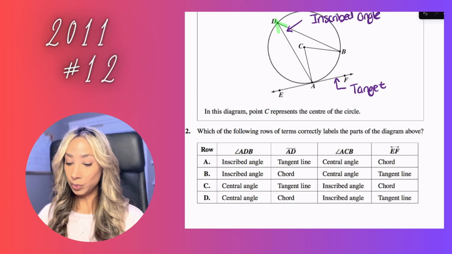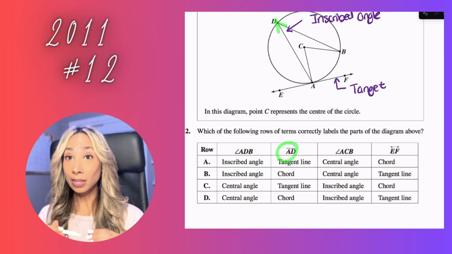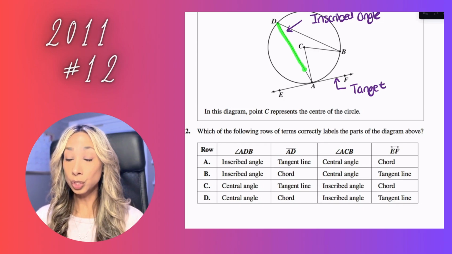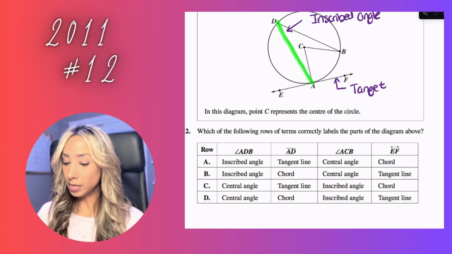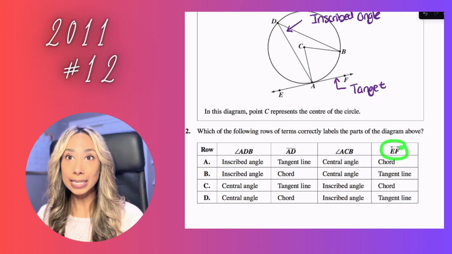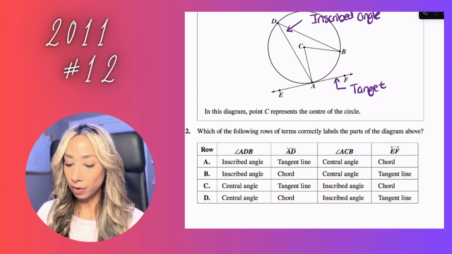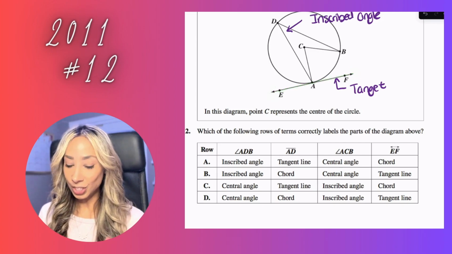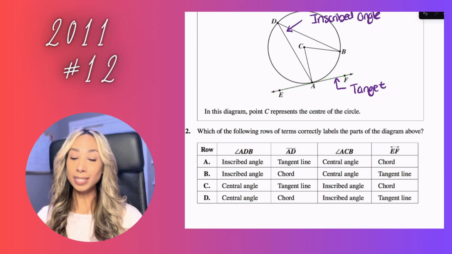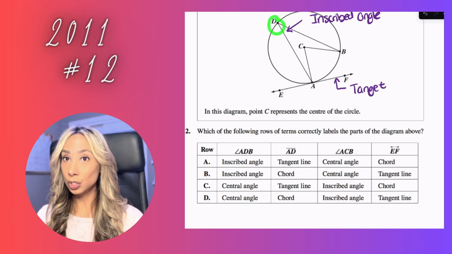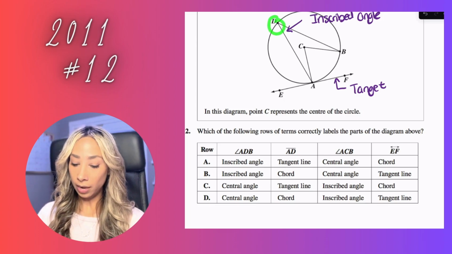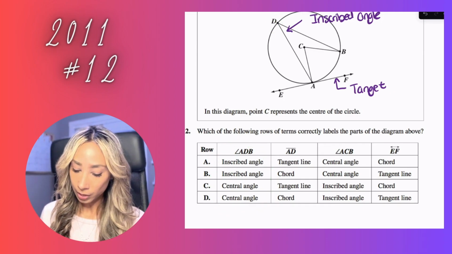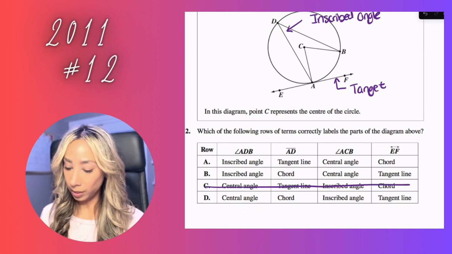And then when they're using this symbol here, they're saying the line AD, and remember that's just going to be referring to a chord. And then with this one, they're talking about that tangent, which is still a line. It's just a line that goes on forever, which is why they represent it with those arrows, okay? Hope that made sense. So let's go ahead and look at it. As we identified at the start, this is an inscribed angle. That means in our options, we can cross off anything that's not an inscribed angle. So that means C and D we can cross off.